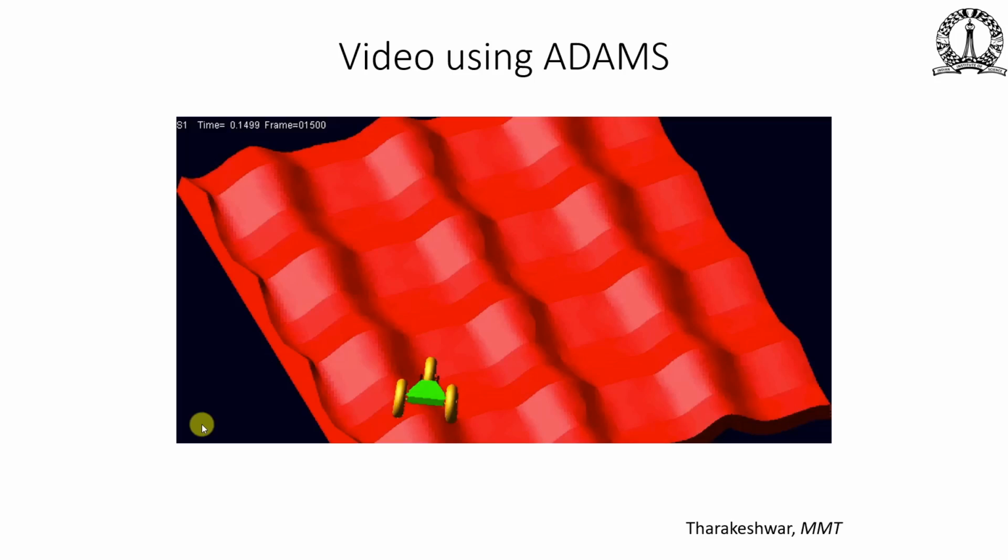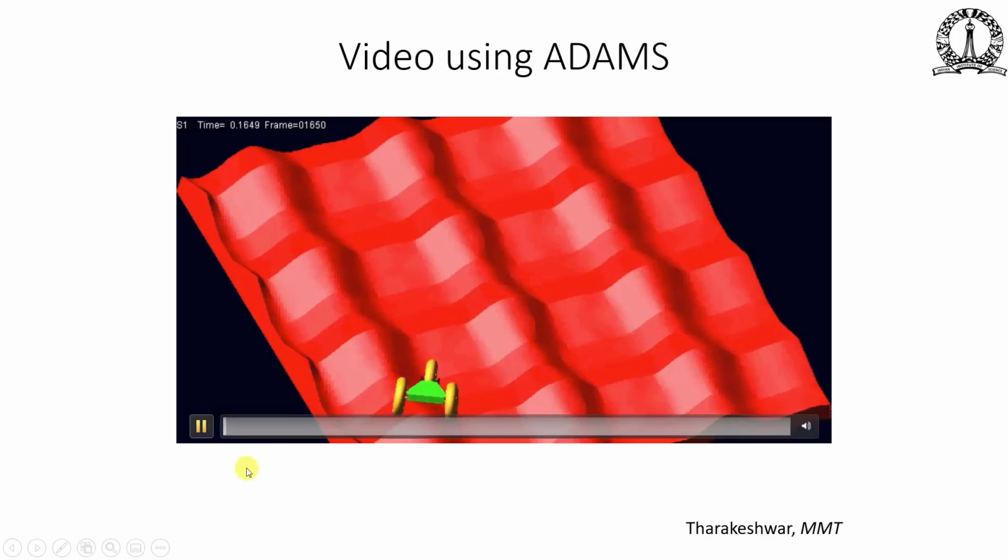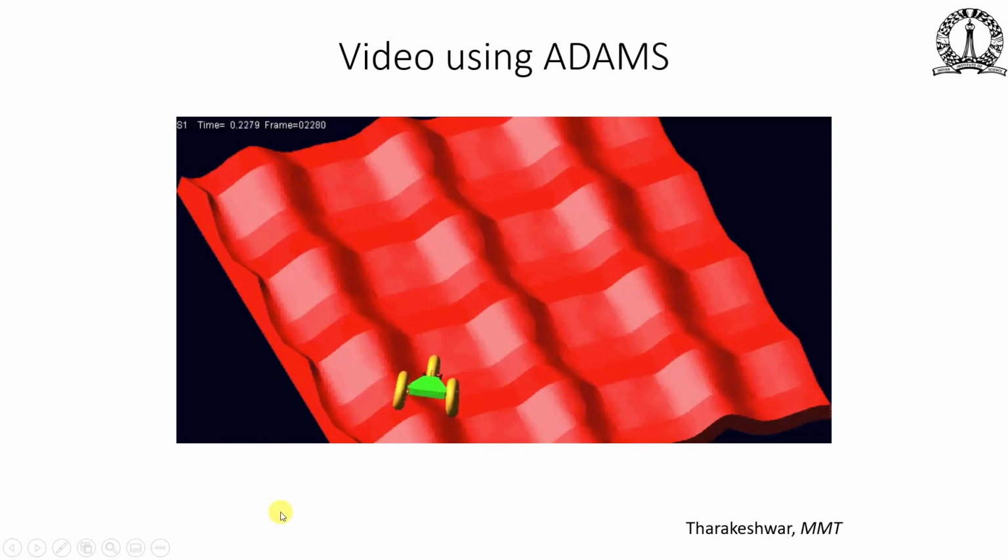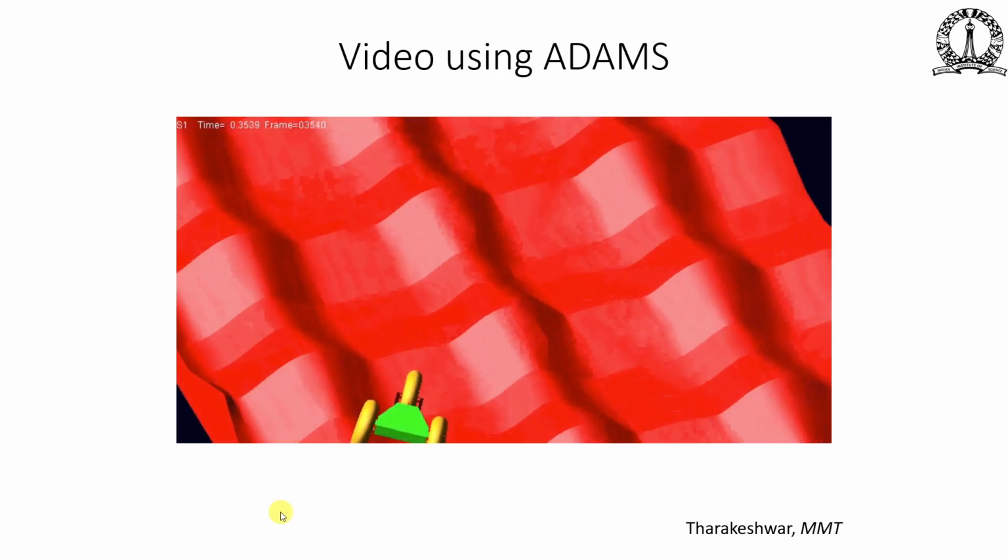We have just imported the surface from a CAD model. We have also imported a model of this three-wheeled vehicle. Then we have put suitable joints between this green platform and the wheels, and then we are giving some input. So this is another terrain which was created, and this is that same three-wheeled vehicle negotiating this uneven terrain.